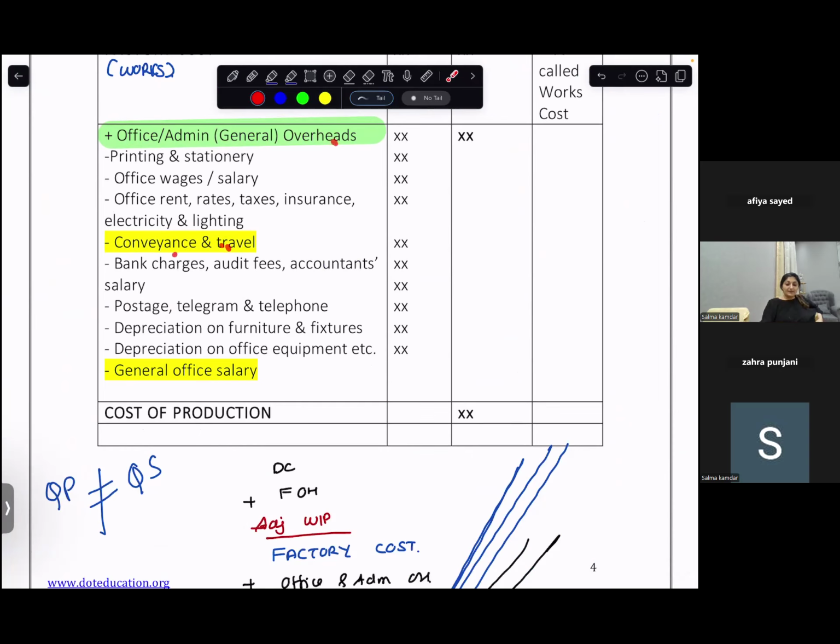For office, conveyance and travel. Tell me why I have highlighted it. Is it factory or office? Conveyance means you're giving someone money to come to the office so that it becomes convenient for him. So it is office overheads. If it is conveyance and travel, it is still office overheads. But if it is only traveling expense, then this is going to be selling overheads.